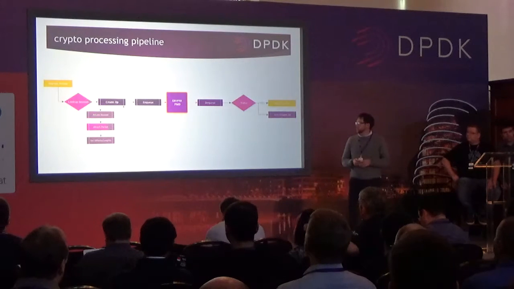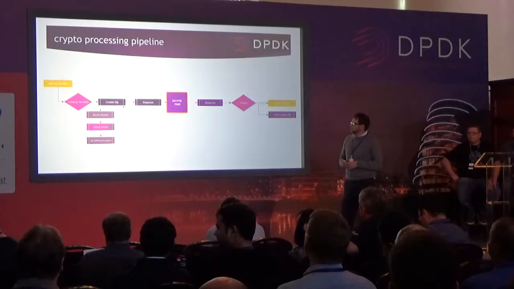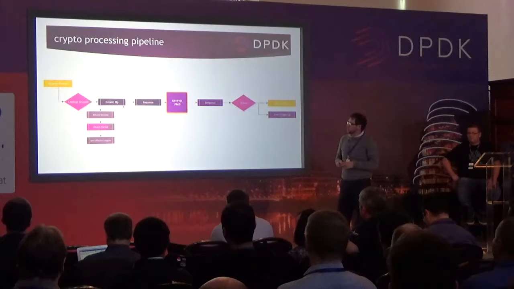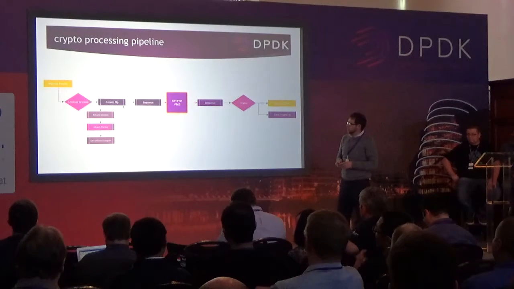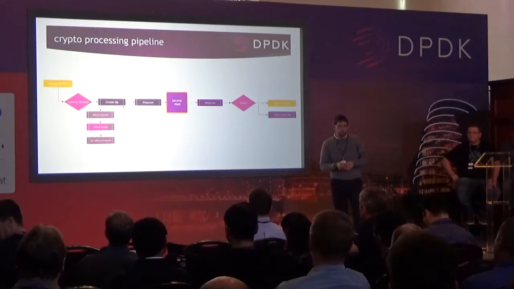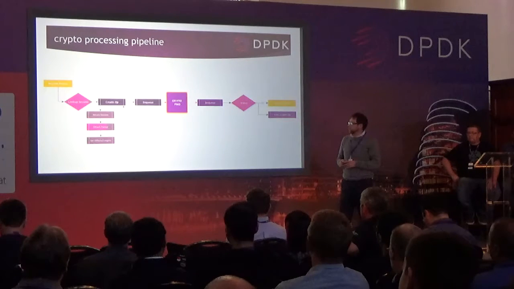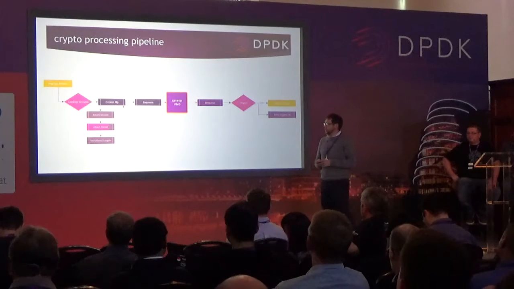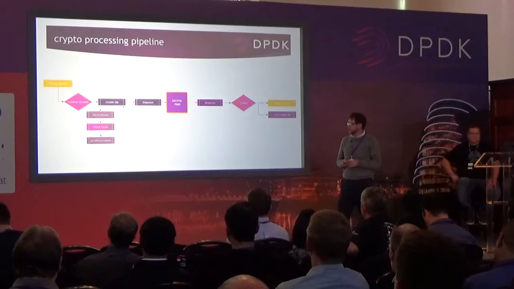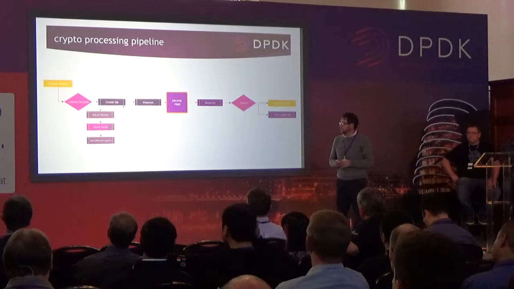So this is a diagram to show the pipeline of crypto processing. We've got a packet coming in on the far left, and the first thing that you need to identify is the session that packet belongs to. This could be IPsec: if it was an IPsec flow, each security association would have a crypto session corresponding to it. So the SA would be your identifier for the crypto session.